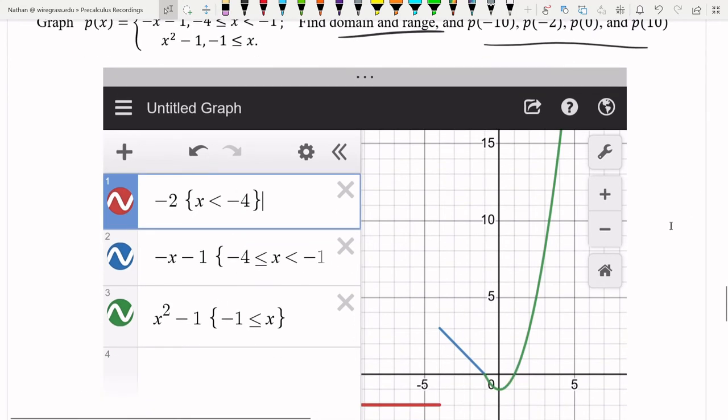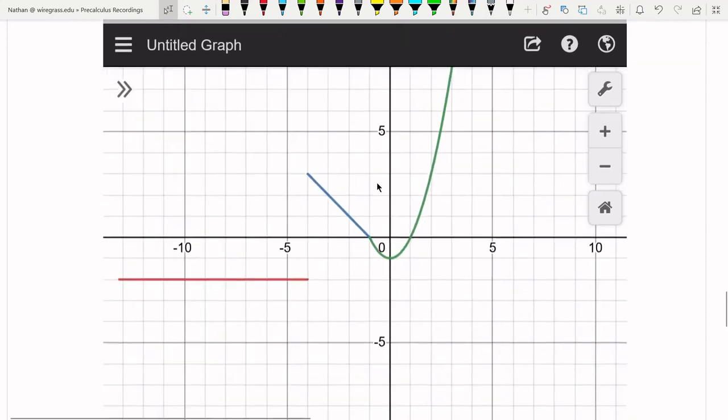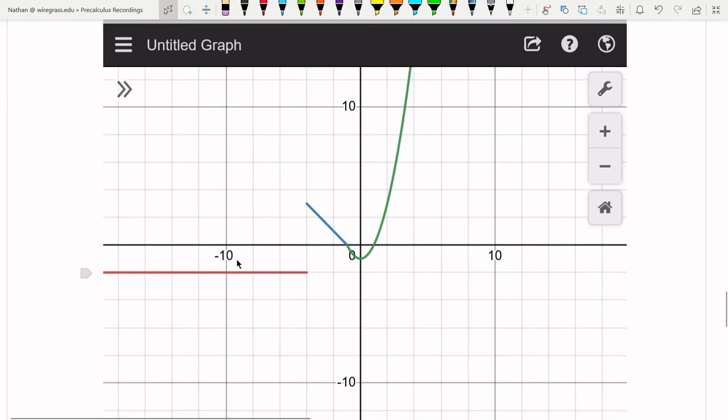And I just graph this in 3 pieces. That's why it's called a piecewise function, because you graph it in pieces. And this is the actual function we get. And this is a function, of course, that passes the vertical line test. And what we can do here is evaluate the question.